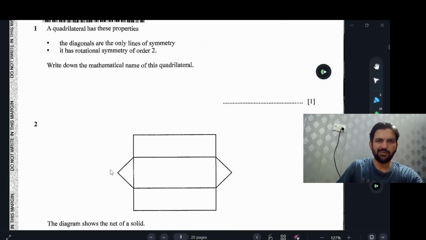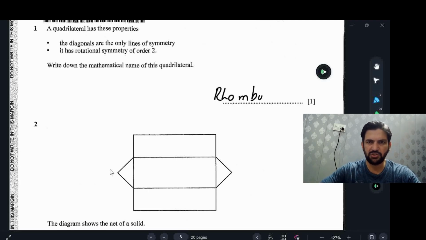A quadrilateral has these properties. The diagonals are the only line of symmetry. It has rotational symmetry of order 2. Write down the mathematical name of this quadrilateral. Now we know that this quadrilateral will be a rhombus. A rhombus is a quadrilateral which has rotational symmetry of order 2, and the diagonal lines are the only line of symmetry. Let's move to the next one.